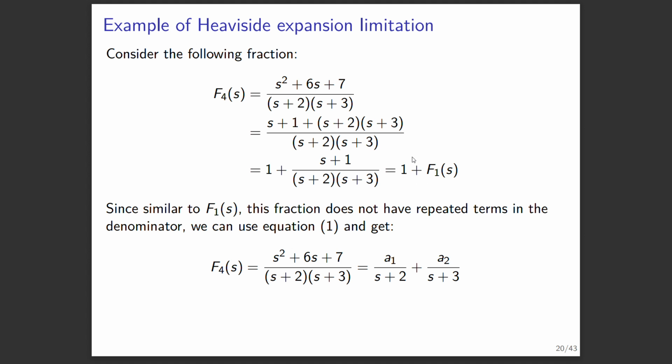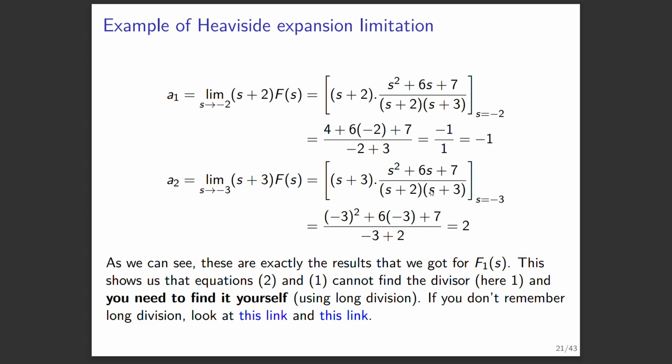So what should you do if you want to use Heaviside expansion? You have to take this 1 out. You have to do long division. Take the divisor out first, and then when the numerator's degree is smaller than the denominator, you can apply Heaviside expansion. If you don't remember long division, I have provided 2 links. Look at them.